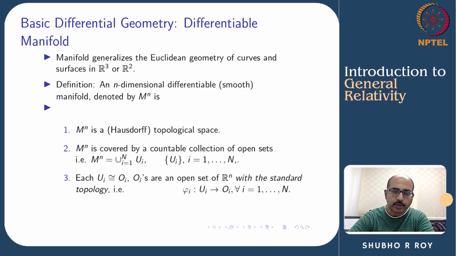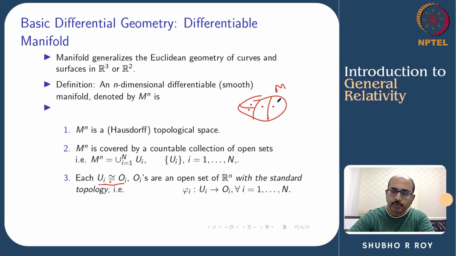Okay, so the third condition is that each of these open sets which are covering the manifold is homeomorphic to an open set in Rn. So perhaps it's better to draw a picture. If I have some manifold, it might be covered by 3 or 4 such open sets. So the union of the 1, 2, 3, and 4 gives you the manifold.